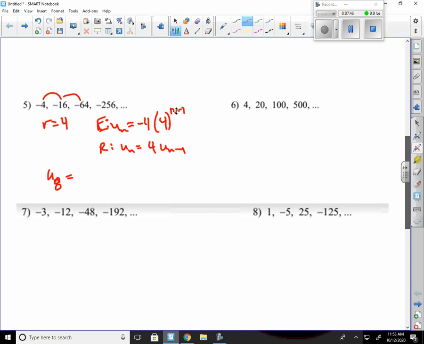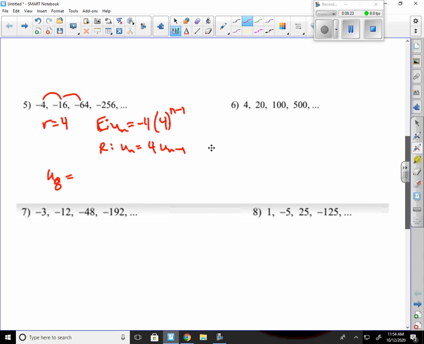You do negative 256 times 4. That gives you negative 1024. Then negative 4,096. Then negative 16,384. Then multiply that by 4 again. That gives you negative 65,536, which is exactly what I got for U sub 8.